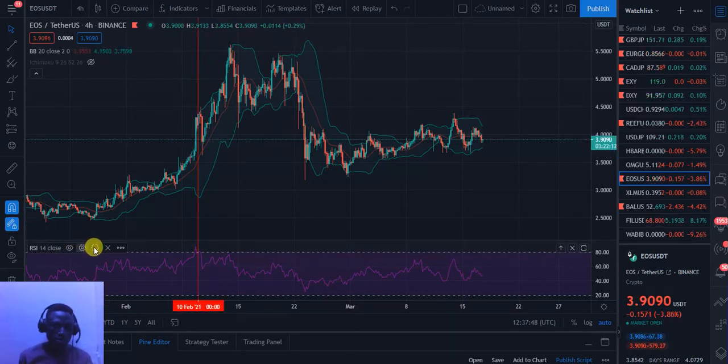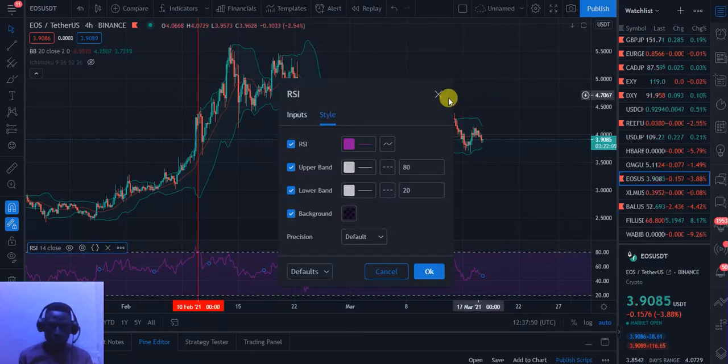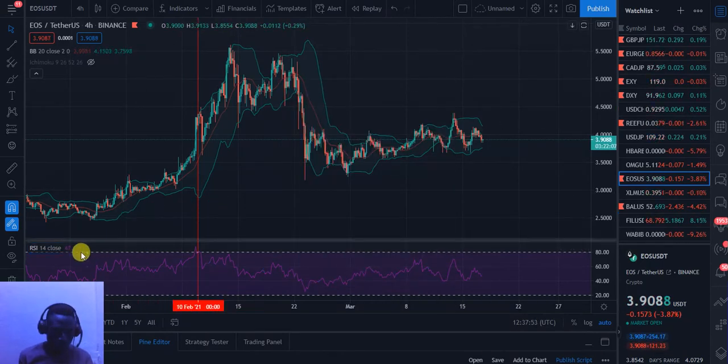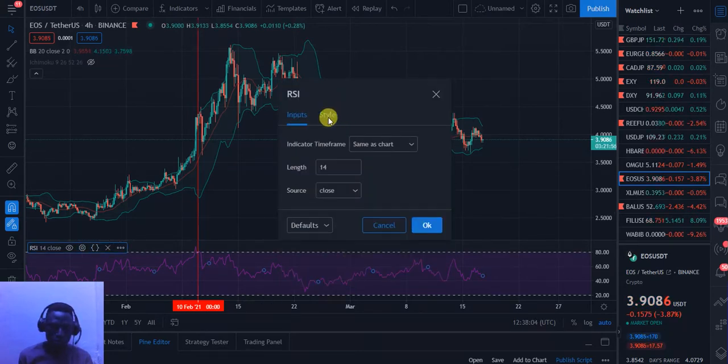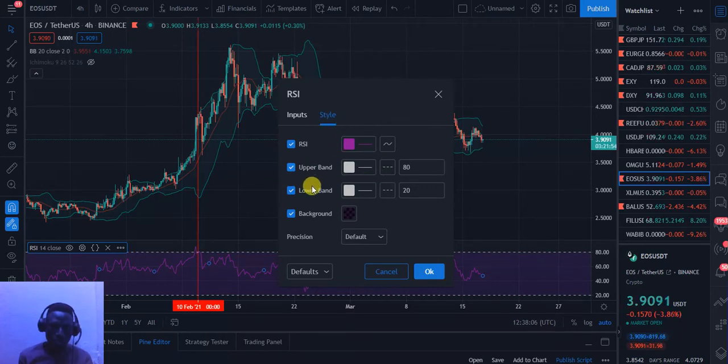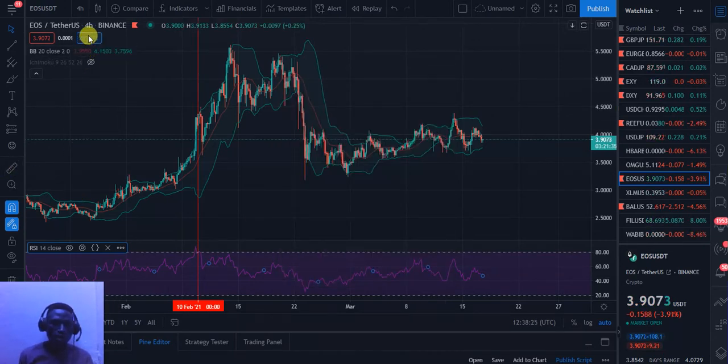For the settings that came with the RSI, if you want to adjust them, bring your mouse on top of this RSI. You see these settings, click on the settings icon, then it will bring out this. Click on style. Under style, you see upper band and lower band. The default settings are 70/30. So change the upper band to 80, and also change the lower band to 20. So that would now be 80/20. Then press OK.